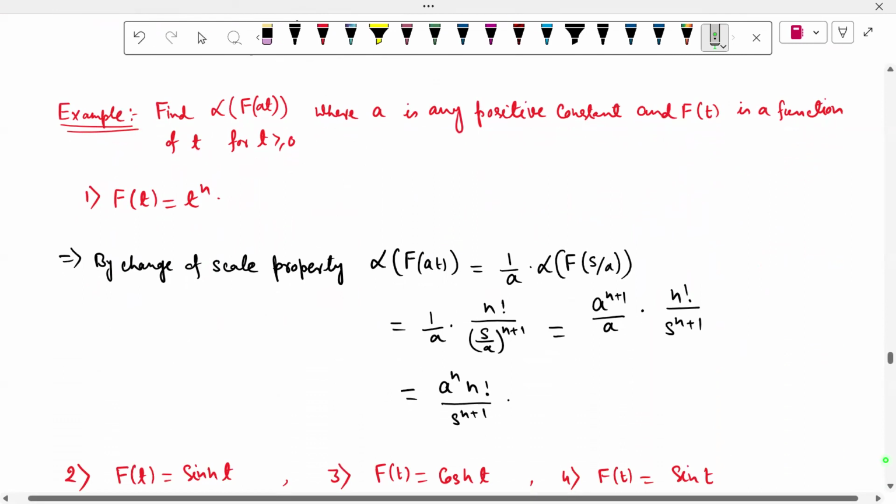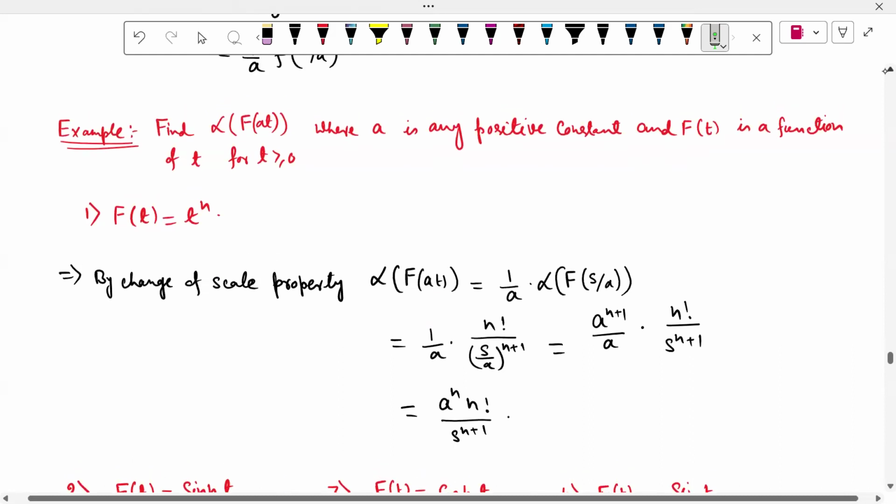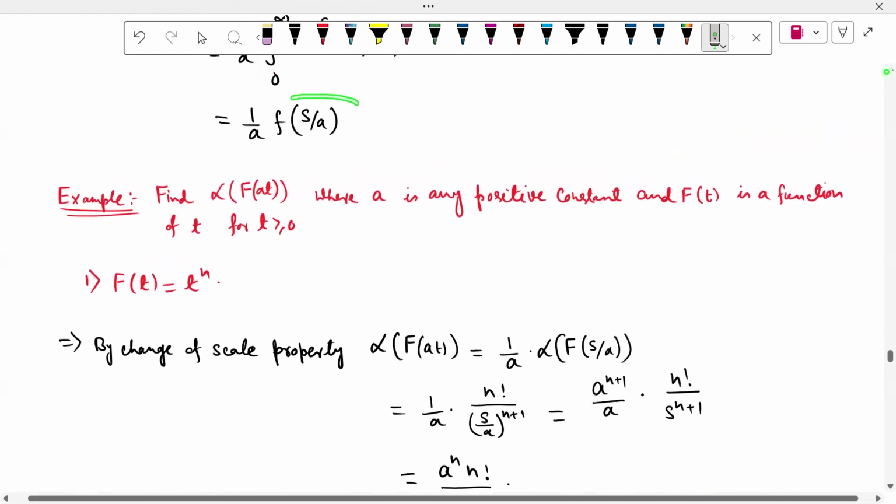So by the change of scale property, the Laplace transform of f(at) is equal to (1/a) times F(s/a). So this is equal to (1/a) n factorial over (s/a) to the power n plus 1. So if you see here, this was our formula. So if you just put here 1 by a and the Laplace transform at s by a.